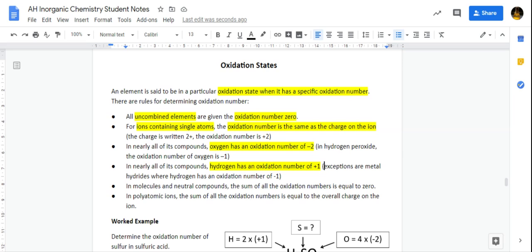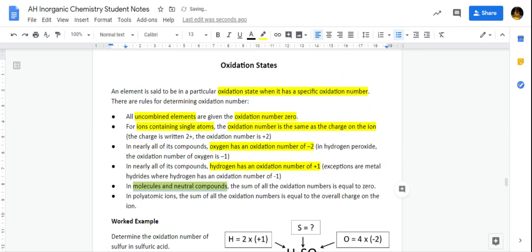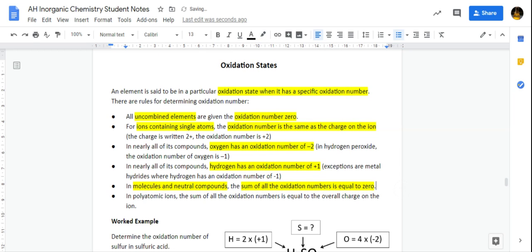Now, if you have a molecule or a neutral compound, the overall charge on that molecule or neutral compound is 0. It's a neutral substance. And so therefore, if you add up the oxidation numbers of all of the elements in there, they should equal 0. And you can use this information to find out the oxidation number of a particular element in a molecule. If you know that they all add up to 0, and you know, for example, some of the other elements in it, you can work out one of them.